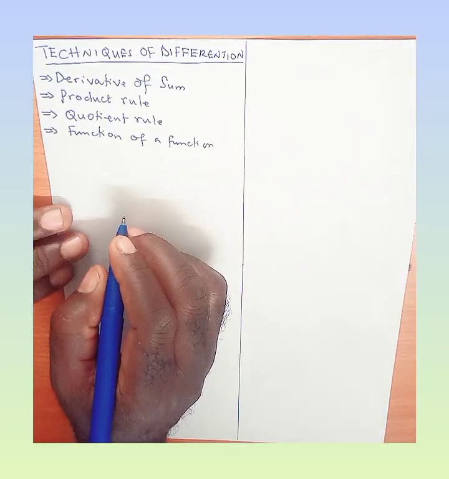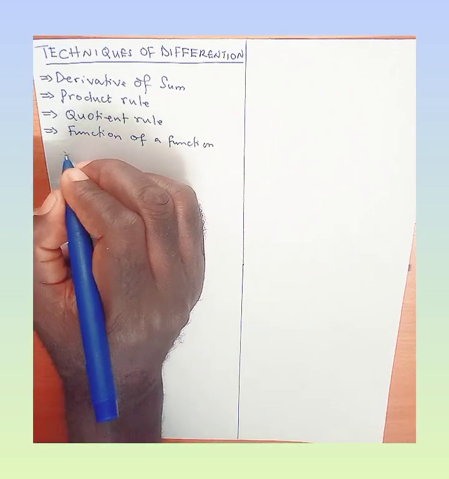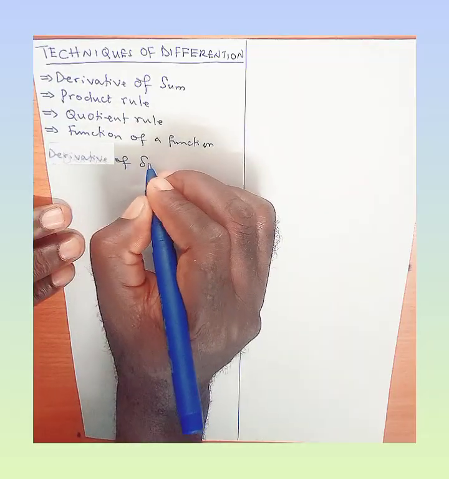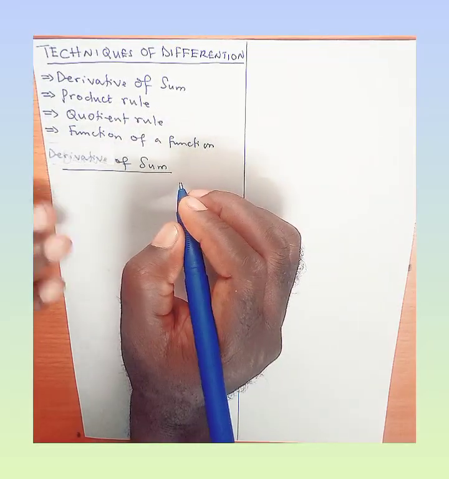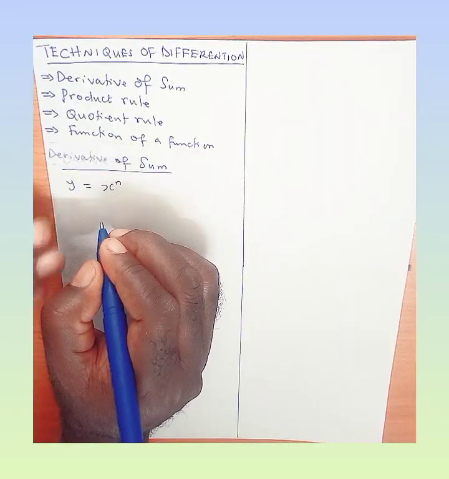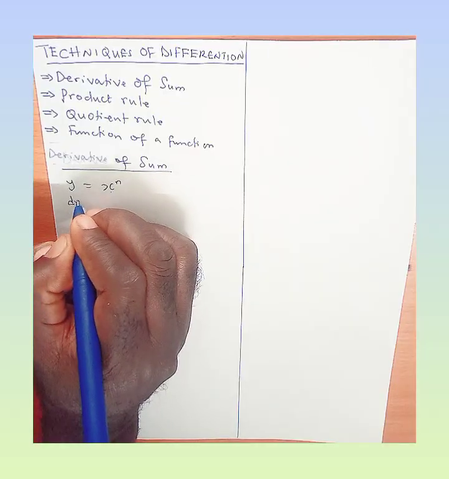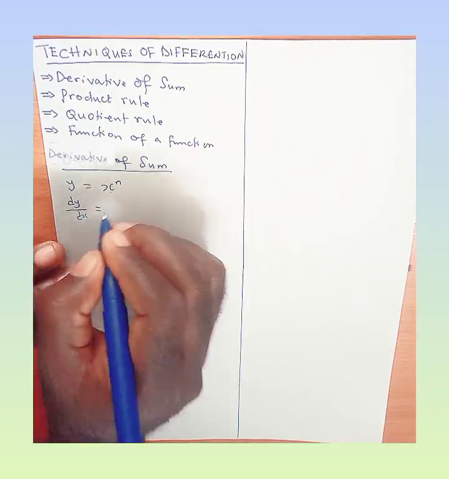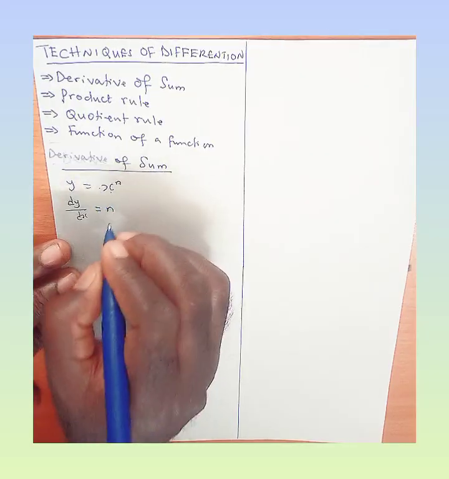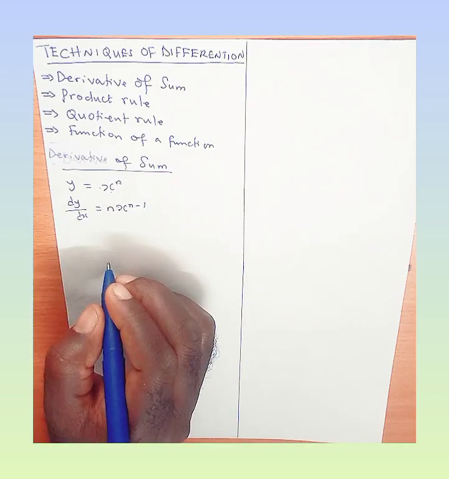First of all, let us look at the general rule of differentiation. Let us look at derivative of sum. If y is given as x raised to power n, the rule of differentiation is that when you are differentiating y with respect to x, we write it as dy/dx. The rule is that you transfer the power to multiply whatever is the coefficient of x, then you subtract 1 from the power. This is the general rule of differentiation.